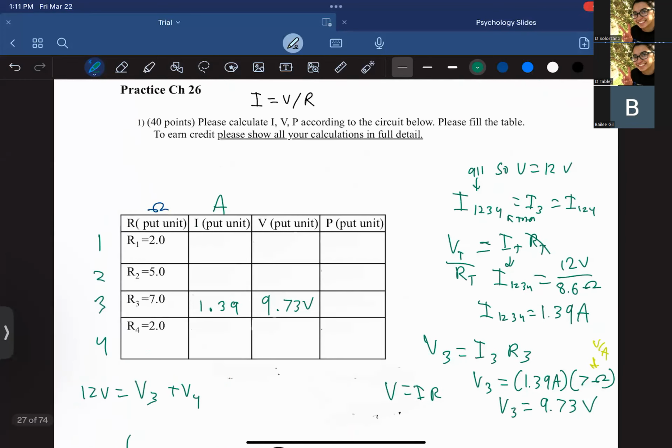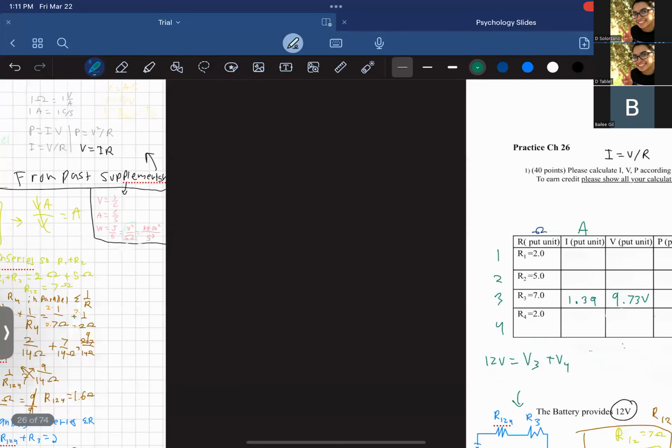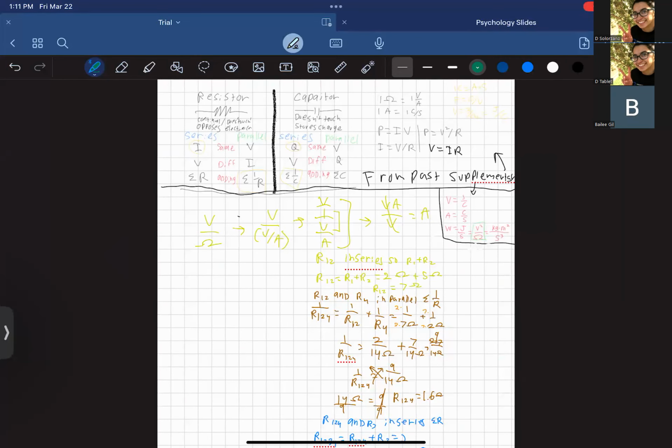Might even be able to solve power for 3 at this point. Let's see. P is equal to. Yeah, it looks like we will be able to.